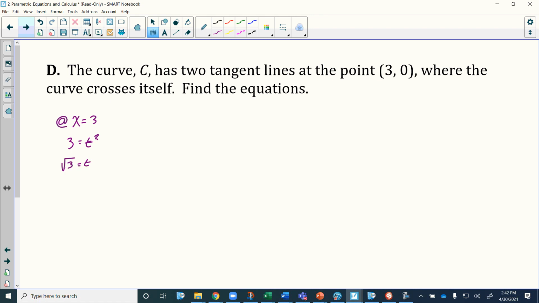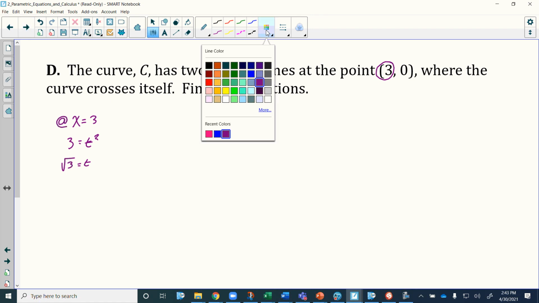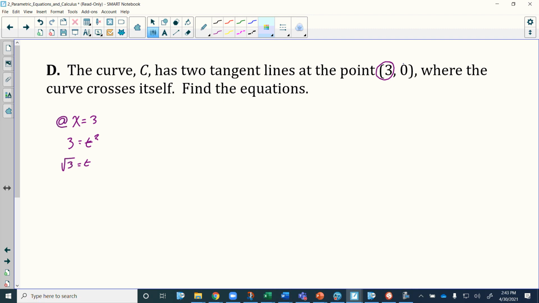Now, considering we may be thinking about this in terms of time, we're probably going to just keep the positive value as opposed to the positive negative square root of 3. And in this case, what we're looking for, and I'm just taking that point from the x value that was given to me, and I'll do the same thing with the y value.